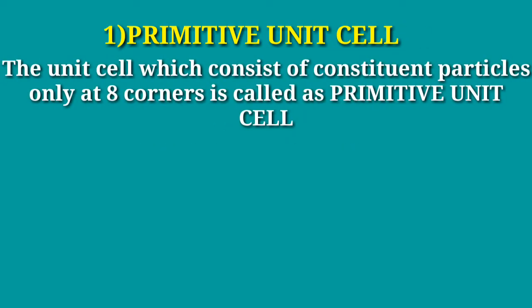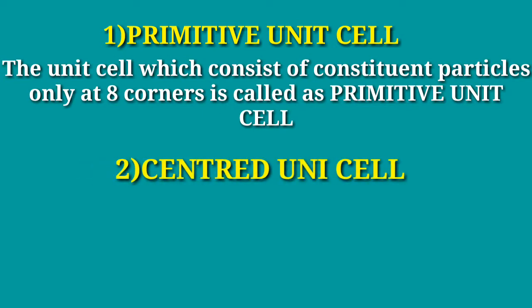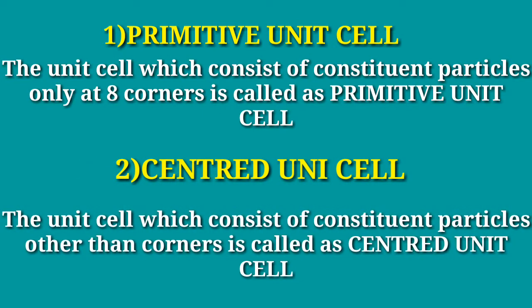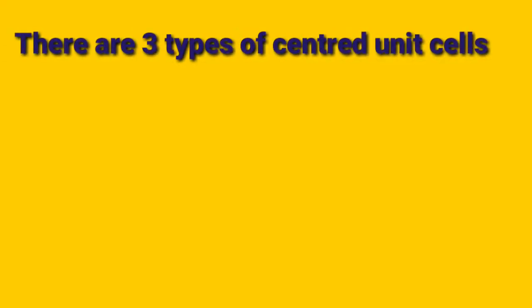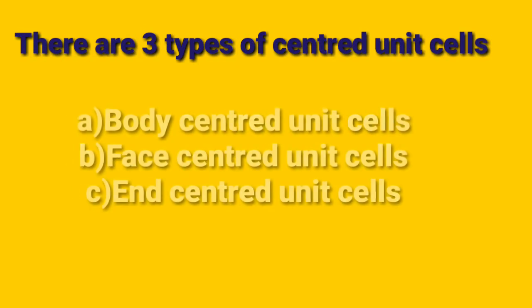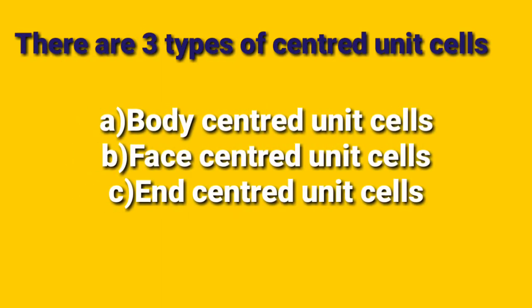Primitive unit cell. The unit cell which consists of constituent particles only at 8 corners is called primitive unit cell. Centered unit cell. The unit cell which consists of constituent particles other than at corners is called centered unit cell. There are three types of centered unit cells: body-centered unit cell, face-centered unit cell, and end-centered unit cell.